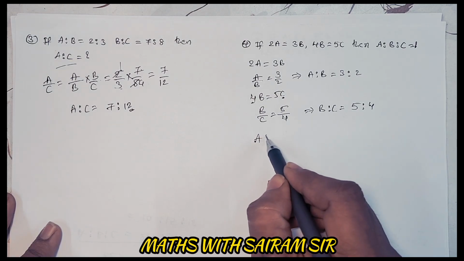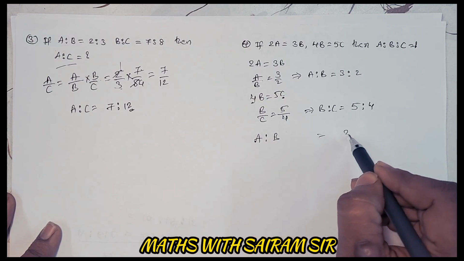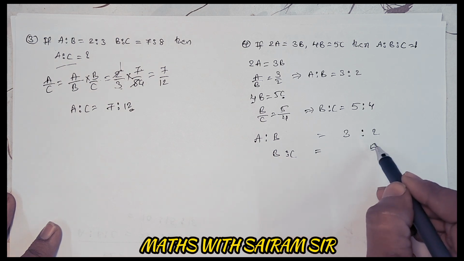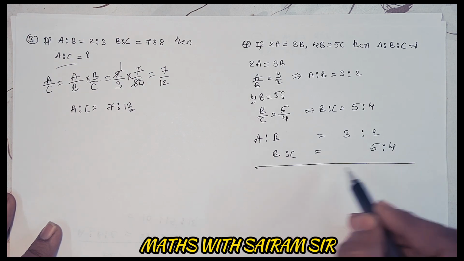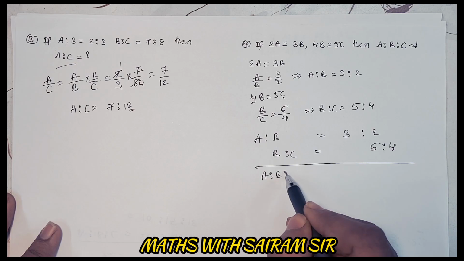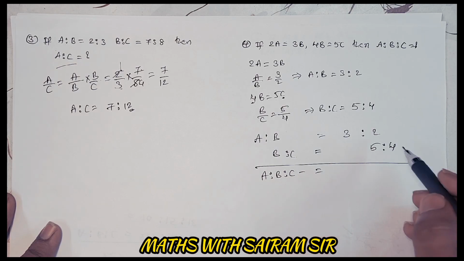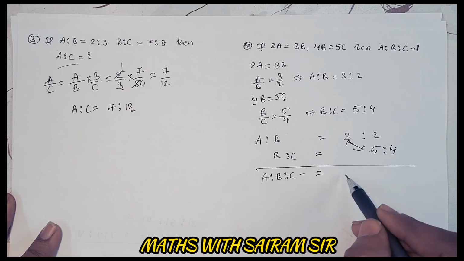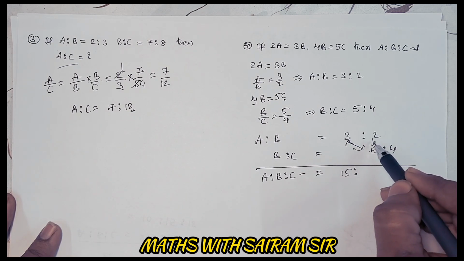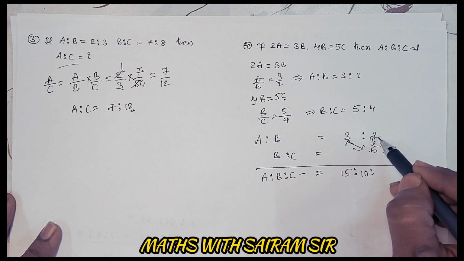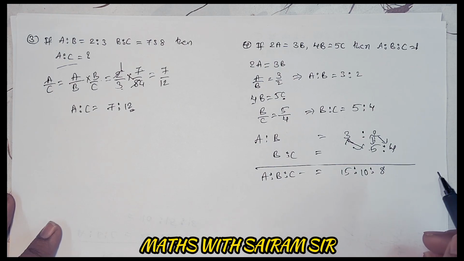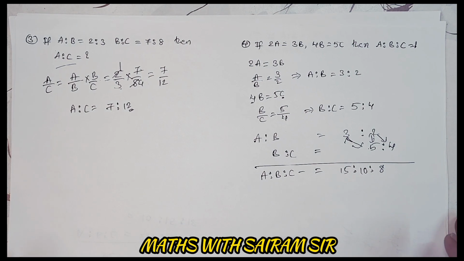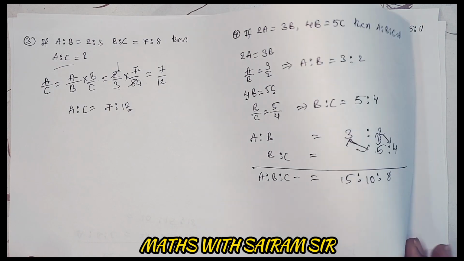Now we know A is to B as 3 is to 2 and B is to C, we know it as 5 is to 4. We are asked to find out A is to B is to C. Okay, so how we are going to get this? Multiply both the first terms. 3 5s are 15 is to 5 2s are 10 is to, and 2 4s are 8. So required ratio is what? 15 is to 10 is to 8. Now let us see the next question.